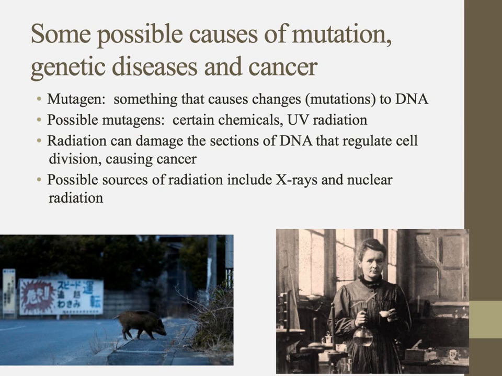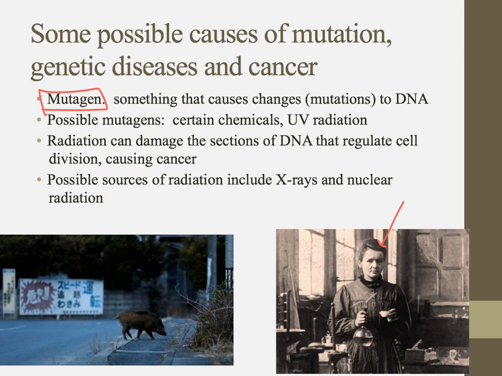Okay, so we know that mutations in the DNA can cause genetic diseases, but they can also cause other things like cancer. So mutagens, that's a word you need to know. Mutagens are something that cause a change or a mutation to the DNA, and that could be a whole host of chemicals. It could include things like UV radiation or other types of radiation. There are lots of possible mutagens, and radiation is interesting. It can cause damage to the sections of your DNA that regulate cell division.